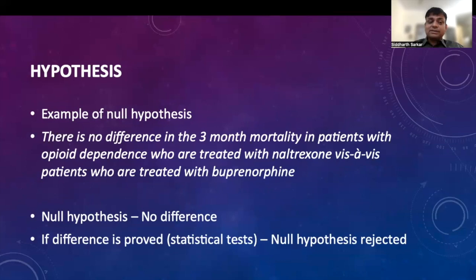Example of a null hypothesis: there is no difference between the 3-month mortality in patients with opioid dependence who are treated with naltrexone vis-a-vis patients who are treated with buprenorphine. So herein, we are phrasing it in the form of a null hypothesis that there is no difference. Actually, the study intends to find whether there is a difference or not. So the null hypothesis is to be rejected. The null hypothesis says there is no difference, and if the difference is proved through a statistical test, the null hypothesis is rejected. And then we prove that there is a significant difference between the different outcomes.